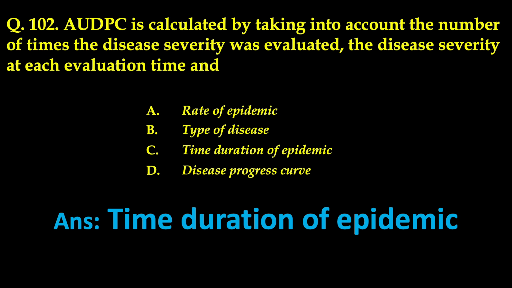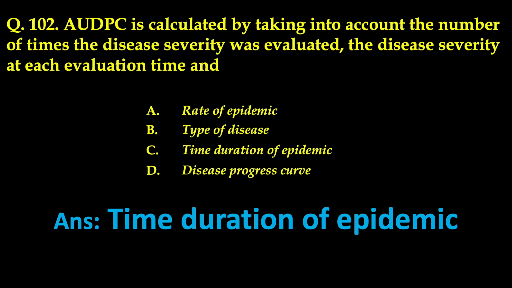As we know, AUDPC, the area under disease progress curve, is a quantitative measure of disease intensity with time. It is used in plant pathology to indicate and compare levels of resistance to diseases among plant varieties. The trapezoid method is the most common way to calculate AUDPC.